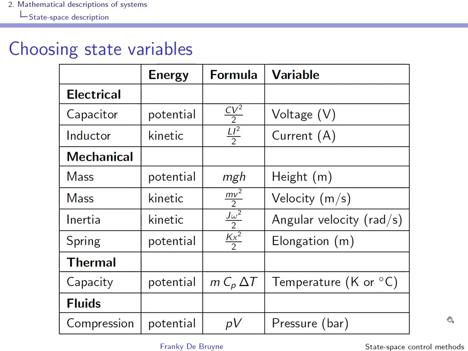Well, let us use an example from electricity. A capacitor stores potential energy and the relevant variable is voltage. So the voltage on a capacitor will often serve as a state variable. Another example comes from mechanics. Energy is stored, for instance, in the form of kinetic energy associated to a mass or an inertia element, and the associated variables, velocity and angular velocity, are often chosen as state variables.